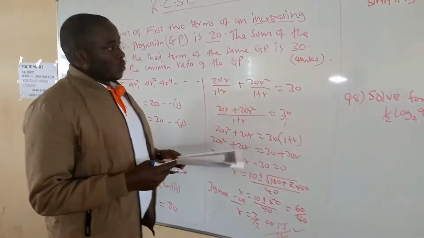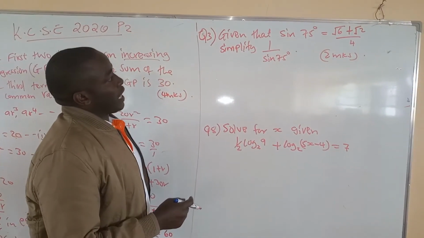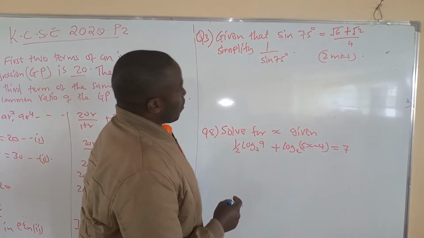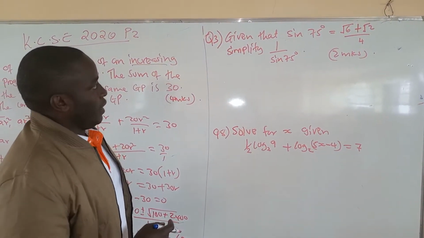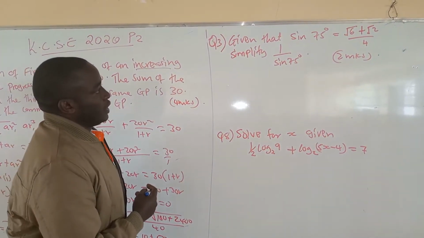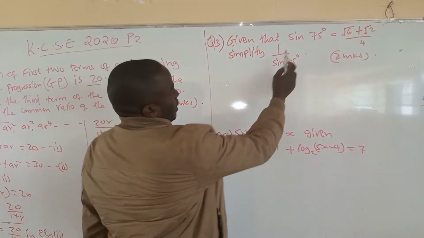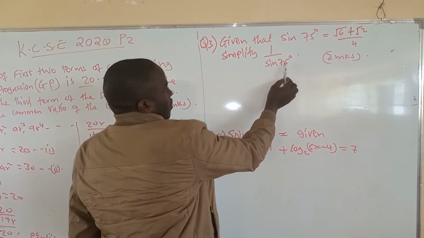The next question is question number 3. I want to do question number 3. Given that the sine of 75 degrees is root of 6 plus root of 2 all over 4, we simplify 1 over sine of 75 degrees. Now this is a question on the side, a form 3 question. In this case, you are given that the sine of 75 is this. What about 1 over sine of 75?